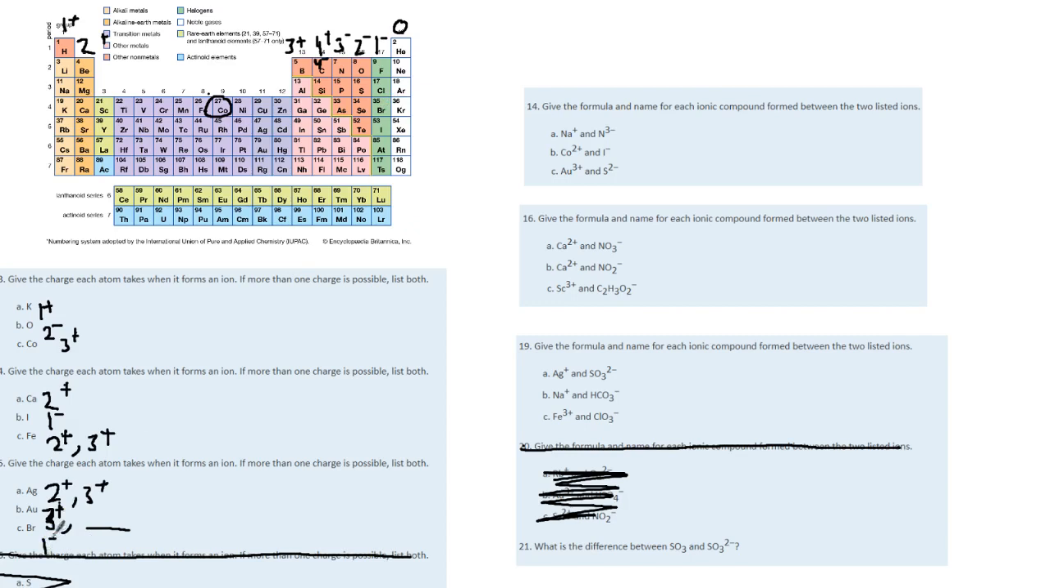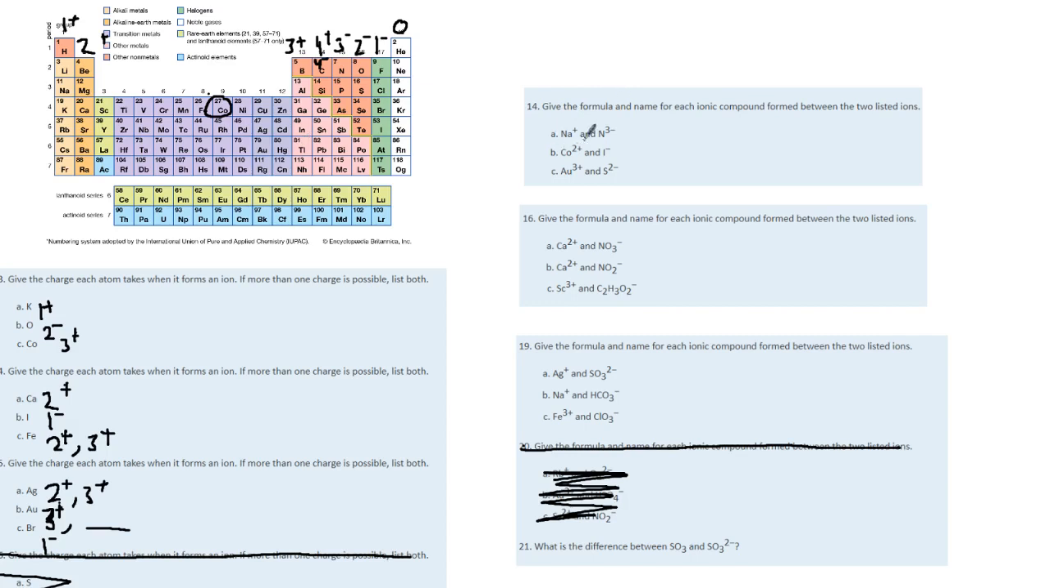The whole point of this exercise is to look at the periodic table, and you should be able to know which charge each thing forms. For example, astatine, At, forms a 1 minus charge, right?